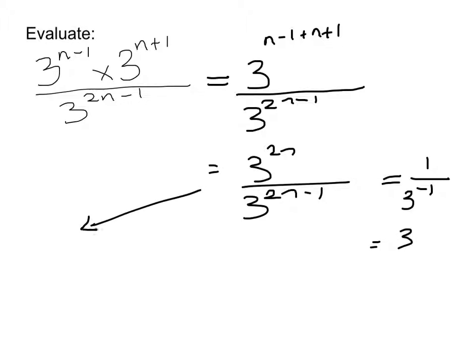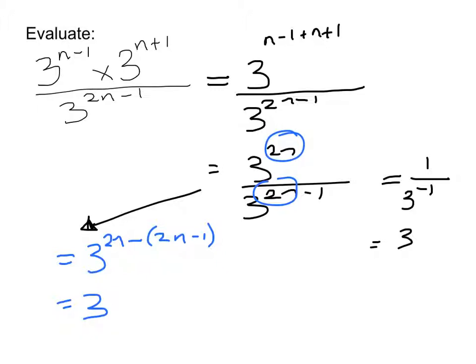But if you're not confident with what I did there just by looking at the 2n terms in here, you can simplify it like this. So this equals 3 to the power of 2n minus 2n minus 1, which gives you 3 to the power of 2n, take away 2n is 0, minus 1. So just like that. So 2 ways to get there. Okay, on to the next slide.